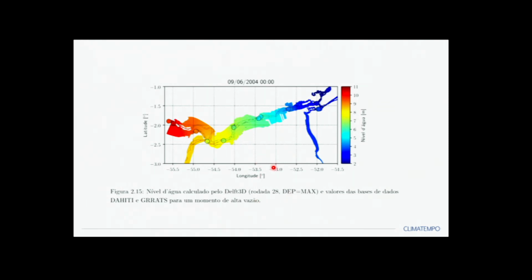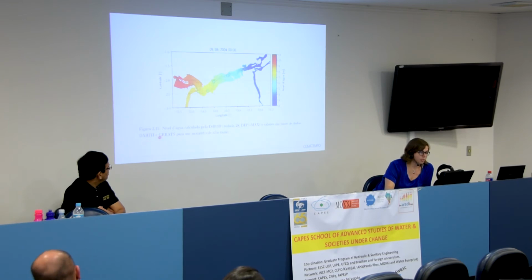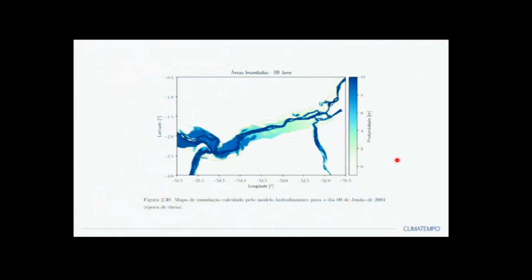We did several runs and tested different scenarios to see what would be better. Okay. So based on this is from these different satellite data. Okay. And then this is a flooding map that was done for one day also for the region, based on the model.